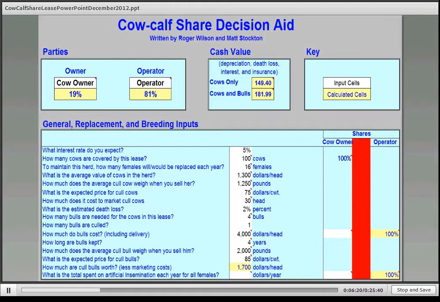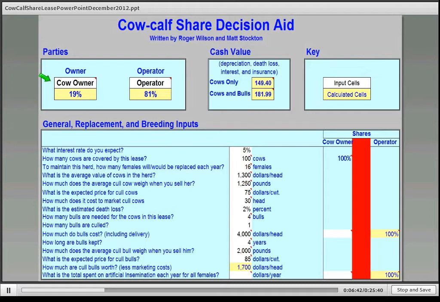And when you do that, then this Excel spreadsheet comes up and you can begin to input your cost of production numbers. So if you're the owner, you want to go in and put in what you're contributing to this lease. If you're the operator, you want to go in and put in your portion. You can see up here at the top where this green arrow is that I've given an example of a cow lease that we'll walk through today.